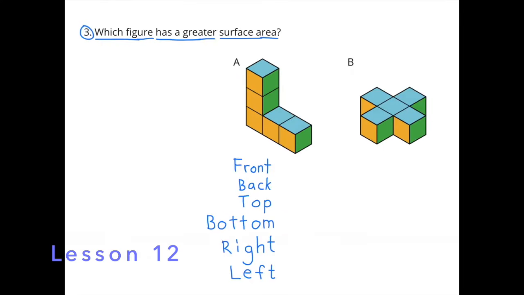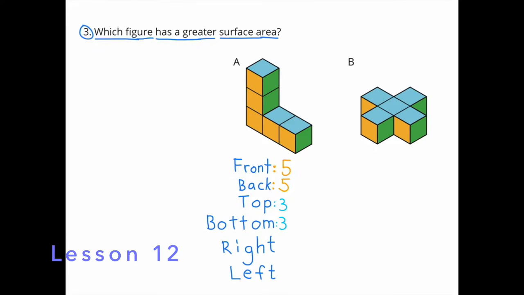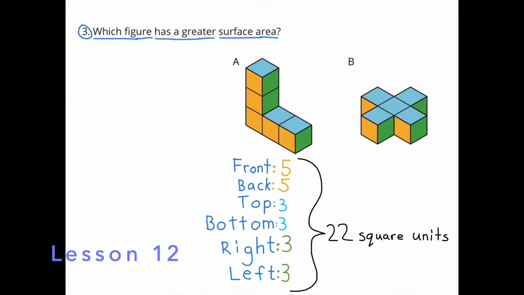Figure A has a front, a back, a top, a bottom, a right, and a left. The front and the back each have a surface area of 5 square units. The top and the bottom each have a surface area of 3 square units. And the right and the left sides each have a surface area of 3 square units. All combined, figure A has a total surface area of 22 square units.